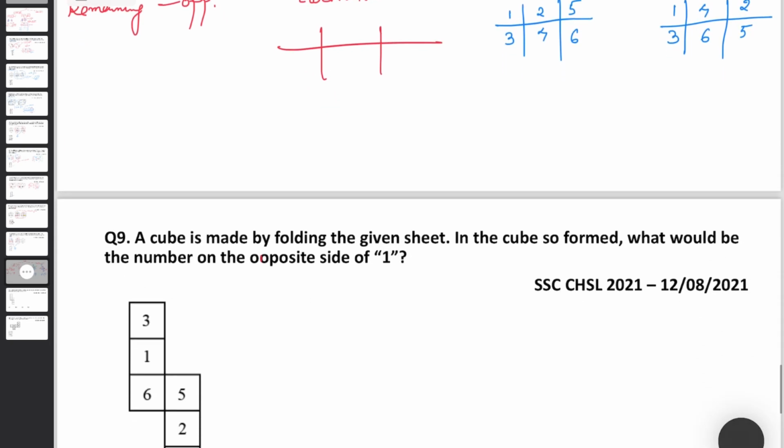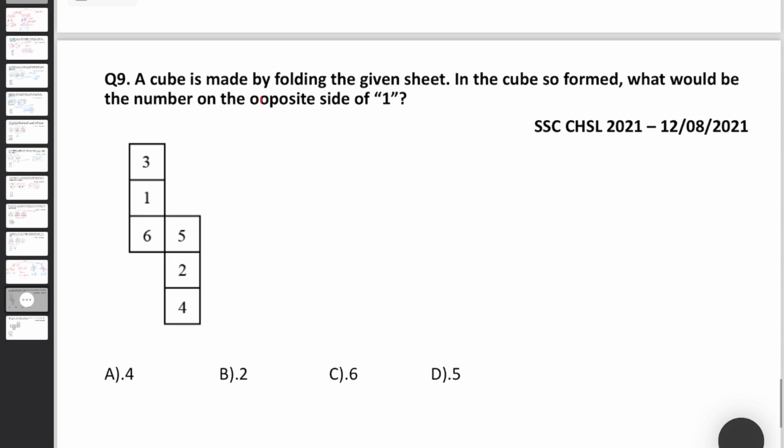Let's move on to the next question. A cube is made by folding the given set in the cube shape form. What would be the number on the opposite side of 1? Here, the opposite of 3 is 6, the opposite of 5 is 4, and the remaining 1 and the 2 are opposite to each other. So the opposite of 1 is 2.